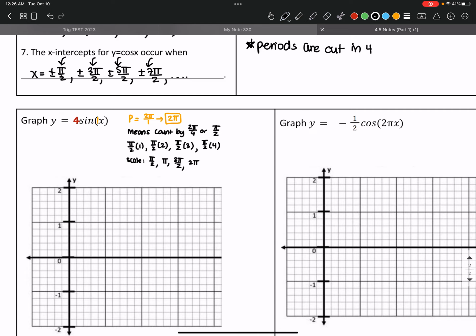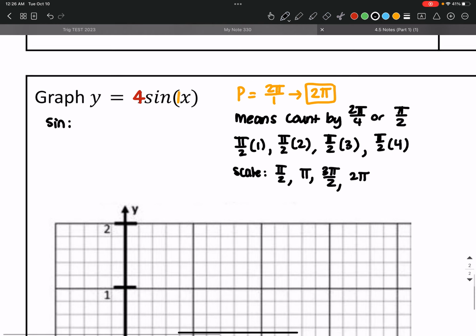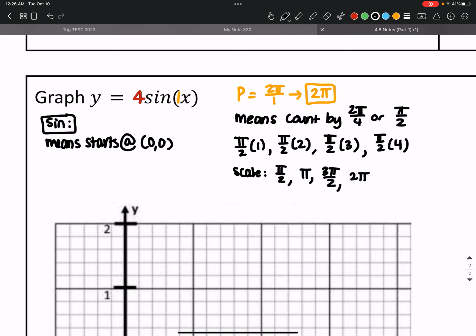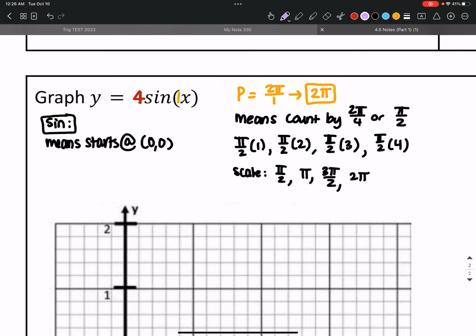What I also want to keep in mind is that sine is going to be an S shape that starts at the origin. So it means it starts at the origin, or 0, 0. I also can see that I have a positive coefficient.